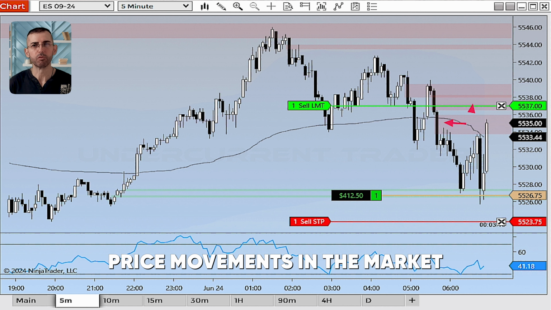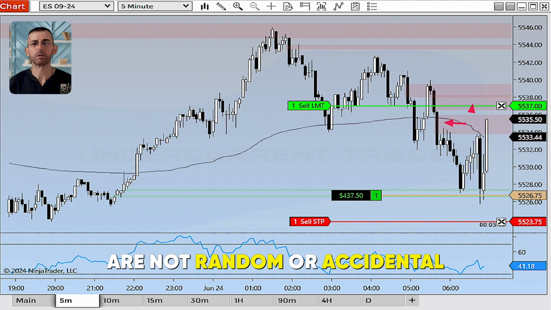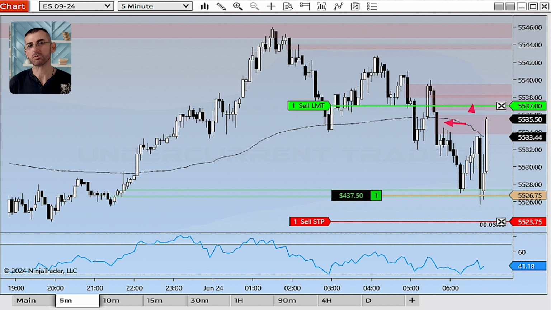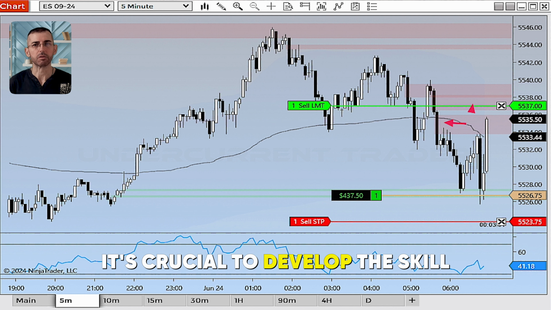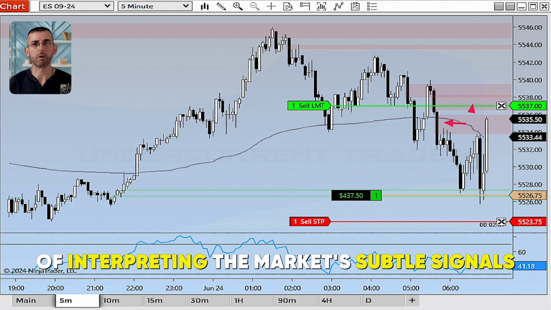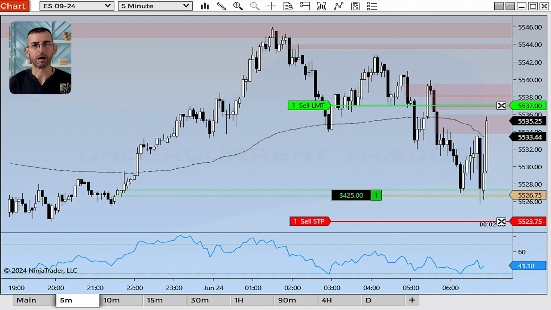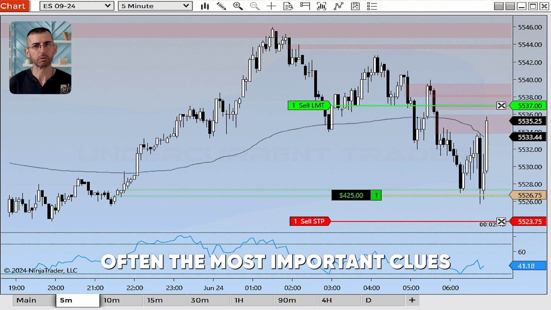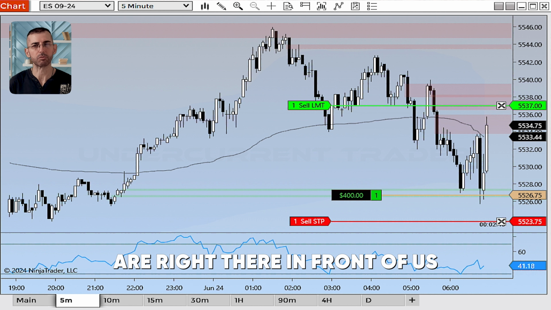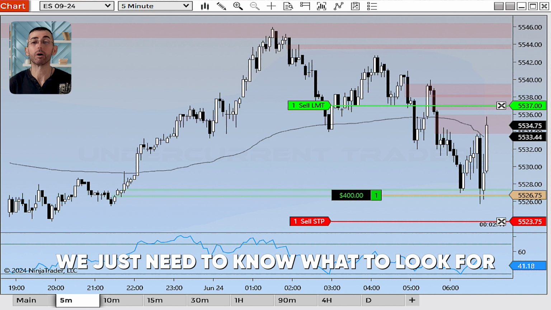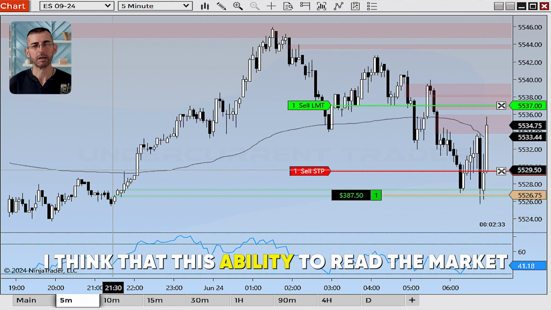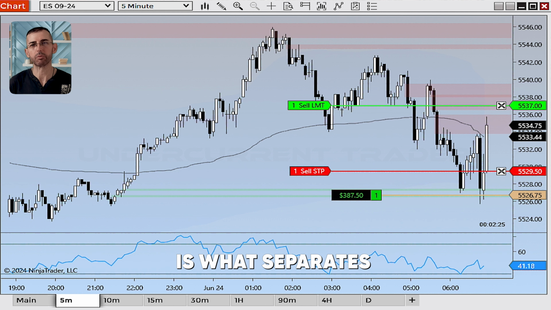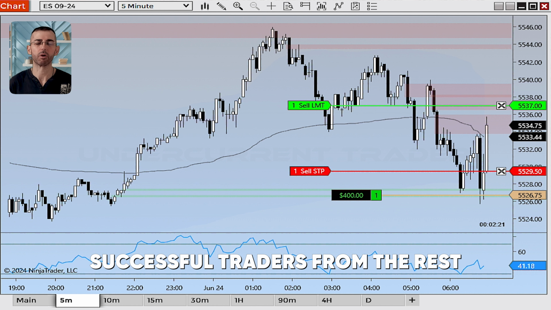Remember guys, price movements in the market are not random or accidental. The fact is that if you want to make it as a trader, it's crucial to develop the skill of interpreting the market's subtle signals. Now, often the most important clues are right there in front of us. We just need to know what to look for and how to make sense of them. I think that this ability to read the market is what separates successful traders from the rest.